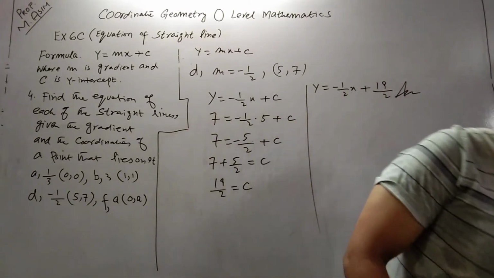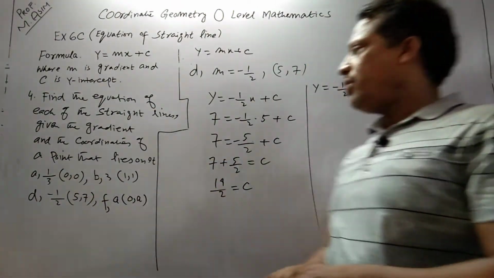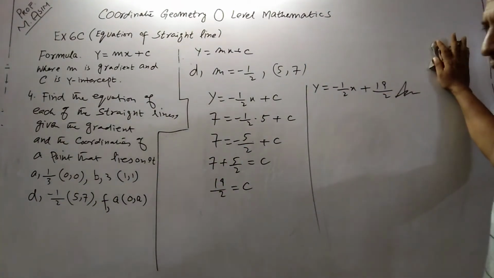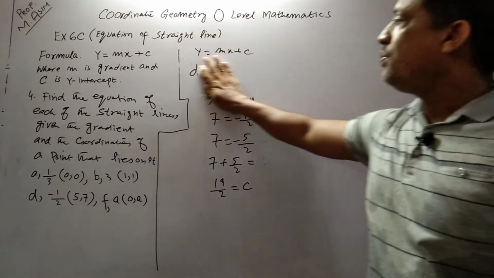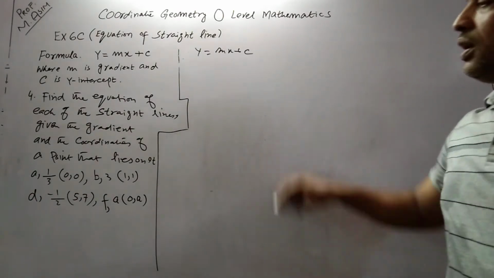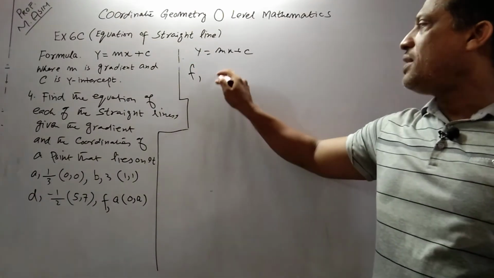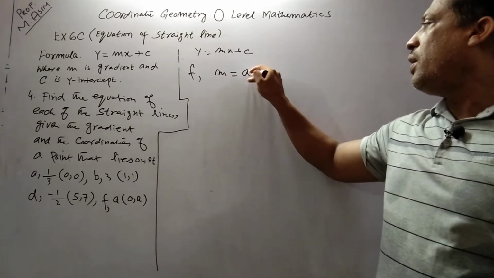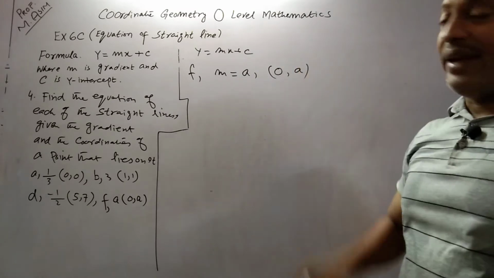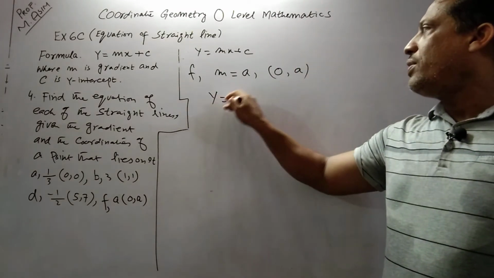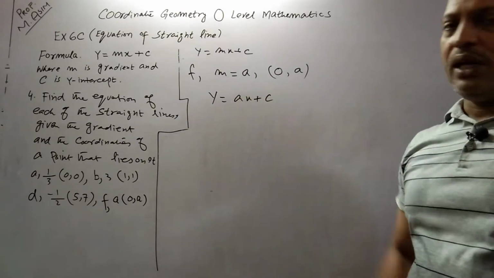See next part. After part D, I left part E for you. You have to do part E. These are very easy parts. Part F: m is given as a and the point is given (0, a). Very easy. y is equal to mx plus c. What is m? a, so y = ax + c.